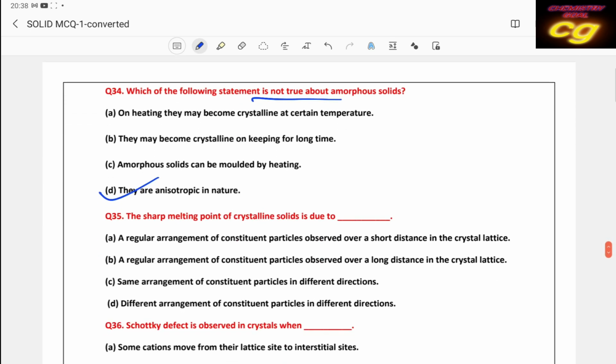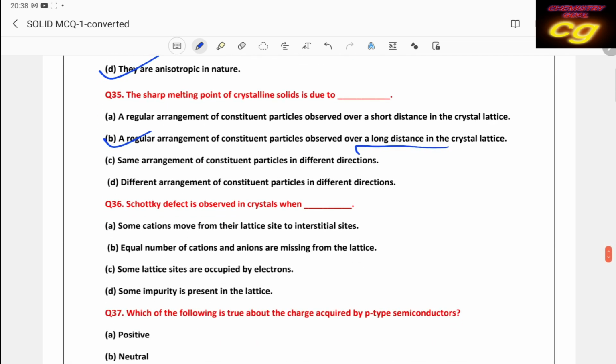The sharp melting point of crystalline solid is due to, which is the correct answer? That large regular arrangement of constituent particles observed over a short distance, or a regular arrangement of constituent particles observed over a long distance, or the same arrangement of constituent particles in different directions, or different arrangement of constituent particles in different directions. So which is the correct answer? So regular arrangement of constituent particles observed over a long distance. This is very important for crystalline solid.